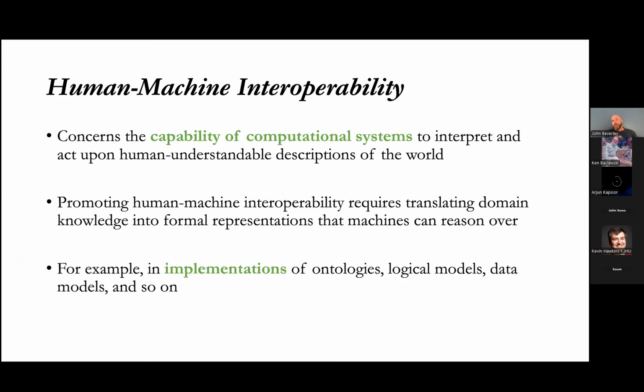Human-machine, though, that's also an important axis that we emphasize. It's the capability of computational systems to interpret our consensus, like what we want to encode, our representations, what we've agreed on, shifting from us into the machines. And you'll see this a lot when we're talking about ontologies or logic models or data models. This is where we start to move into the machine. We have to translate this stuff. We have to translate my speak, for example, into what the machine can understand.